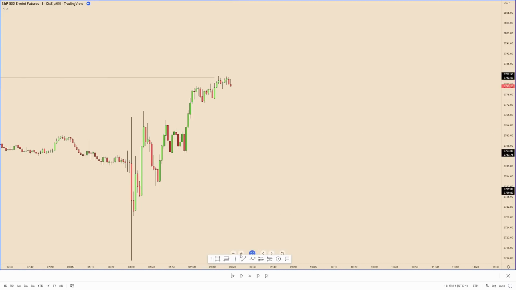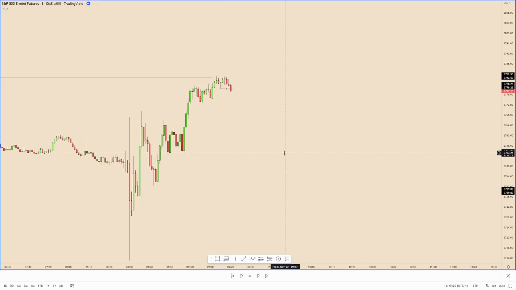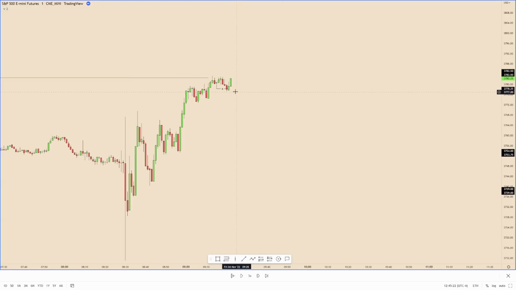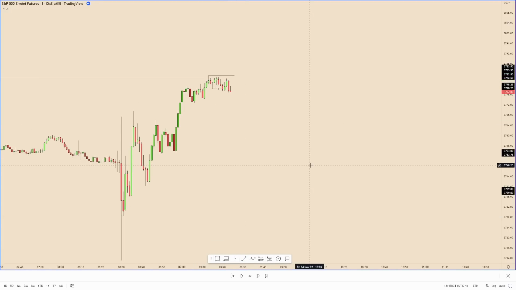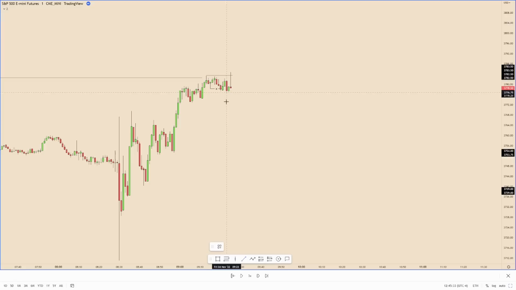So if you notice, we put in this little low here. Do we displace below it? You can see right there, we fail to displace even below this short-term low. That means we're likely to go higher to these highs. Once again, fail to displace below this low, and then we go higher.